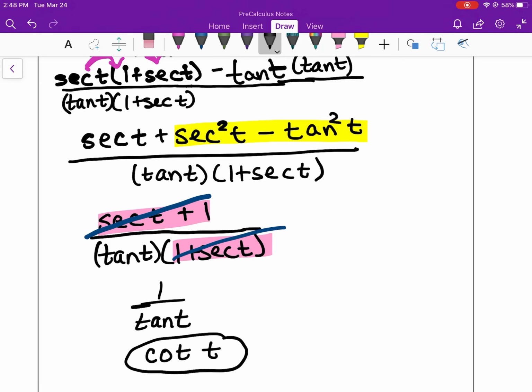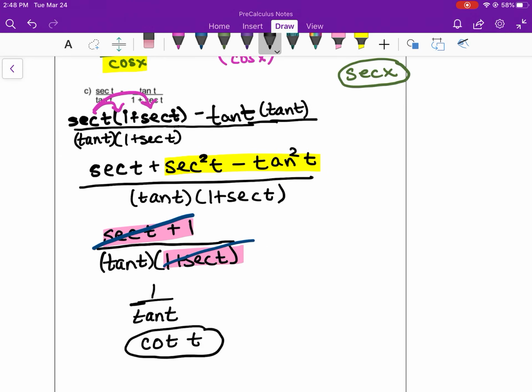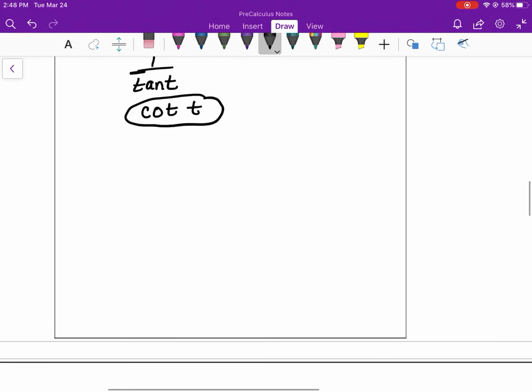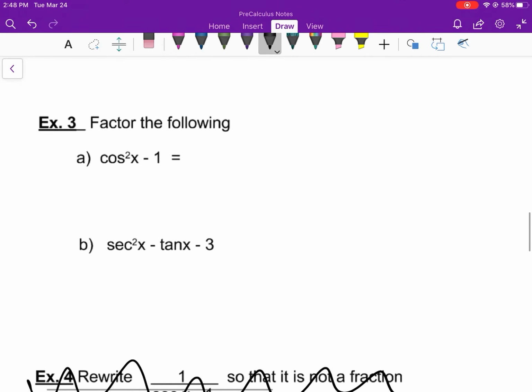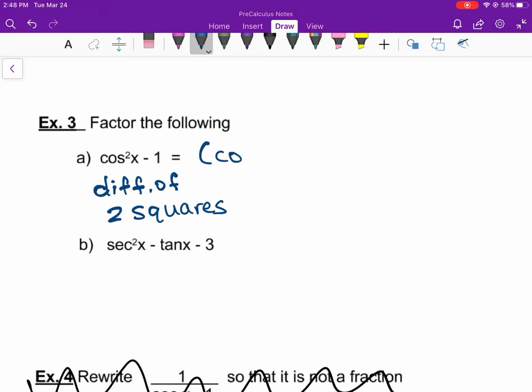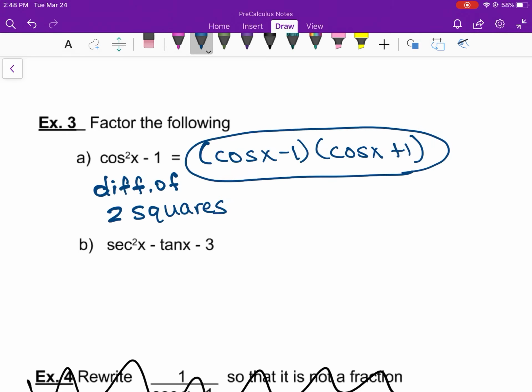What do you think? Big problem turned into something pretty small. All right. Again, there are going to be problems that just say to factor, so we need to make sure your factoring skills are up to par. So that's difference of 2 squares. So cosine x minus 1, cosine x plus 1. It just says to factor it, so that's all we need to do.